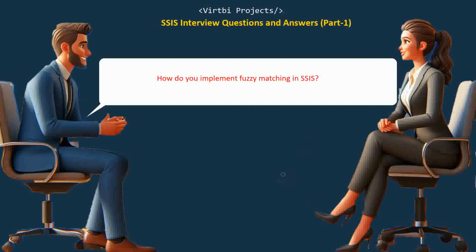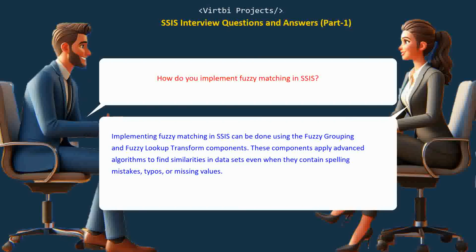How do you implement fuzzy matching in SSIS? Implementing fuzzy matching in SSIS can be done using the fuzzy grouping and fuzzy lookup transform components. These components apply advanced algorithms to find similarities in data sets even when they contain spelling mistakes, typos, or missing values.